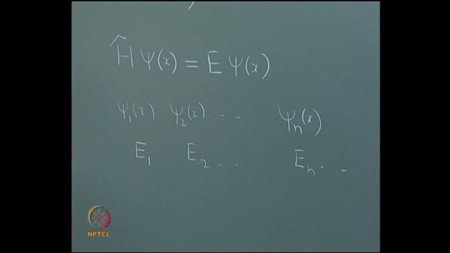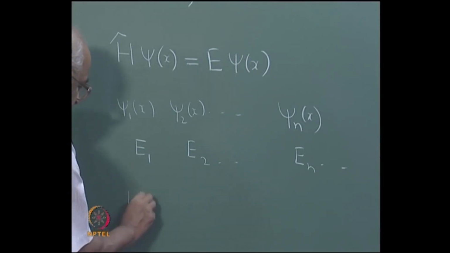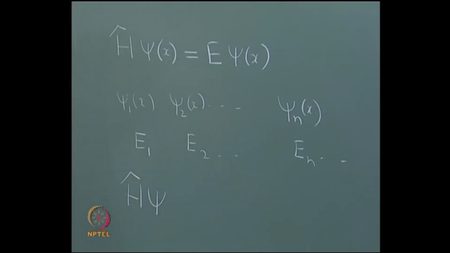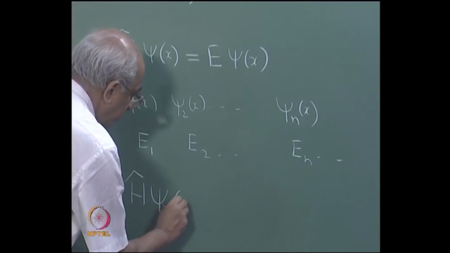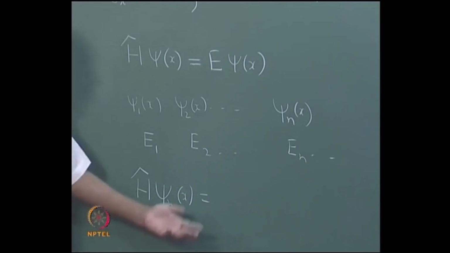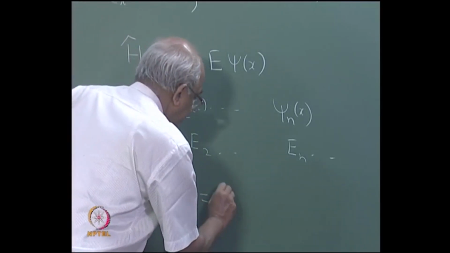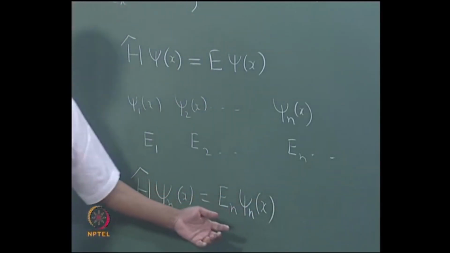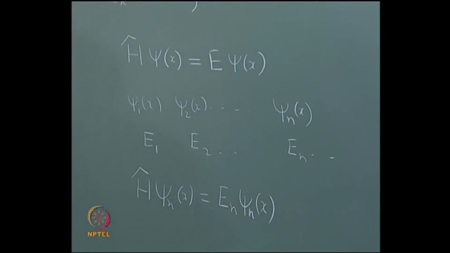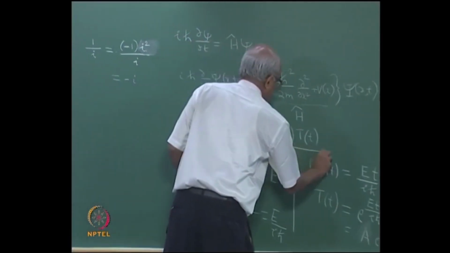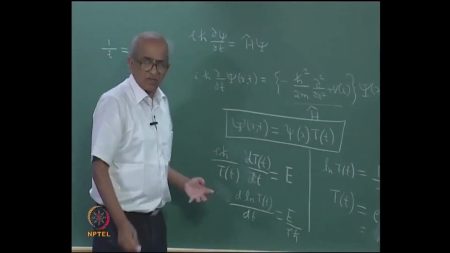And what is going to happen? Imagine I allowed H to operate upon psi n of x. What will be the answer? I shall get En multiplied by psi n of x, correct. So, this function psi n of x is a potential choice for me as far as my product is concerned. Where is my product? This is my product.